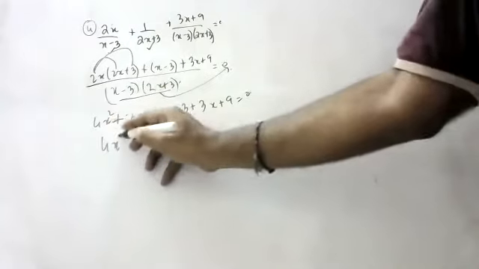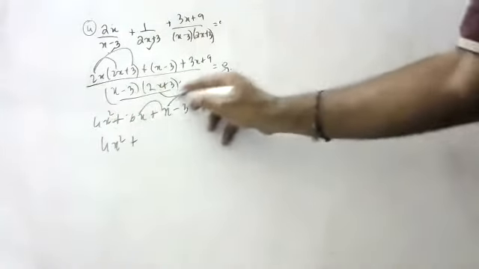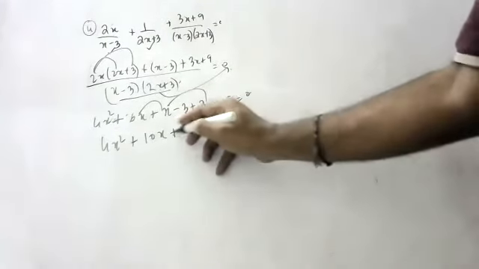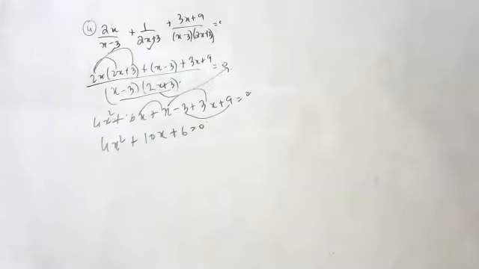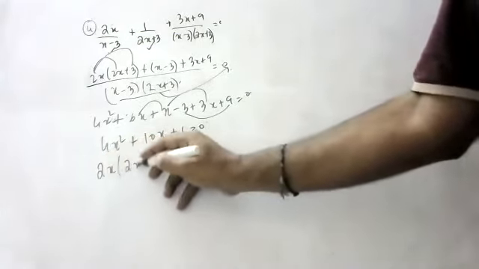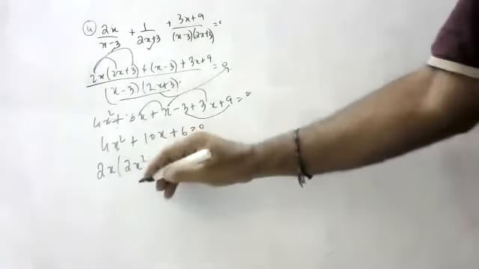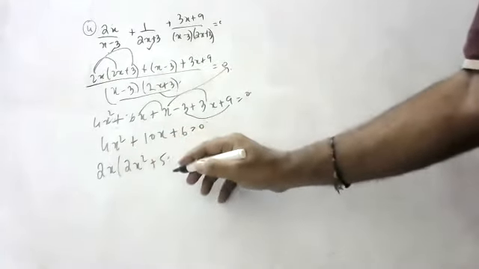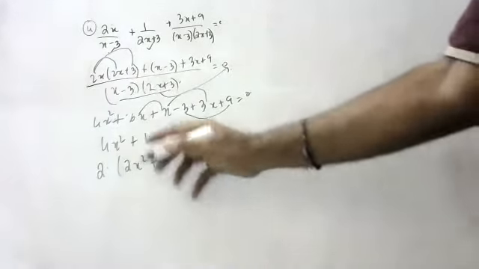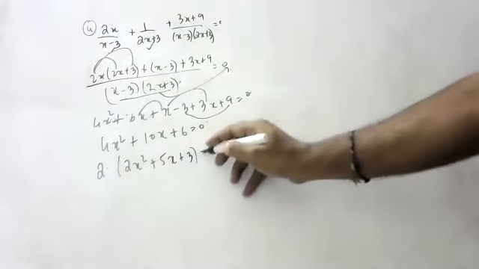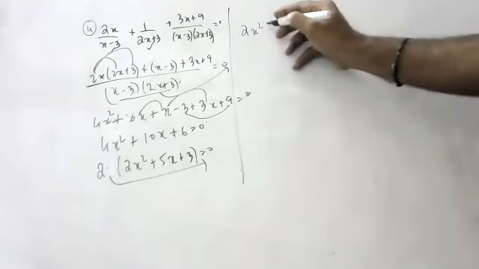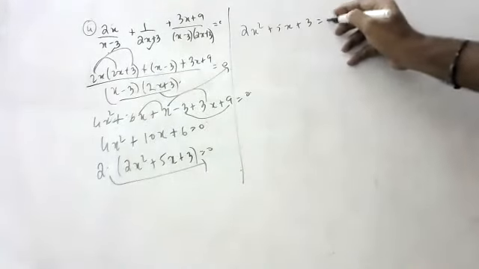4x square plus 7x. 7 plus 3, 10x. Sir, minus, okay. Plus 6, plus 3 is equal to 0, children. So what will we take as LCM, children? 2x. 2x square plus 5. Sir, only 2 we can take as common, sir. Yeah, 2 we can take. 2x square common. 5x plus 3 is equal to 0. This will come down, children. When it comes down, what happens? So 2x square plus 5x plus 3 is equal to 0.